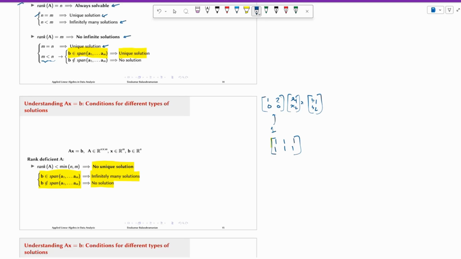Whenever you see this, see if you can represent any one of the columns as a linear combination of the other columns. The moment you see that, it's rank deficient. Here, I can represent the second column as 2 times the first column, or I can represent the first column as half times the second column. The moment you can do that, you're done. They're linearly dependent. It's rank deficient.